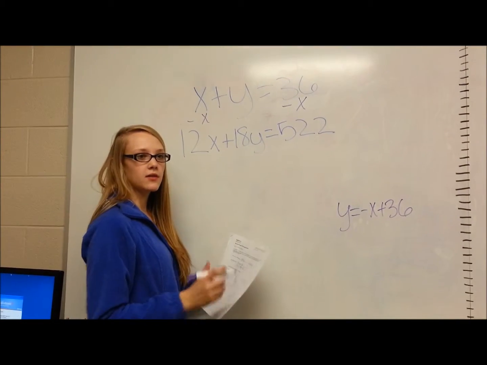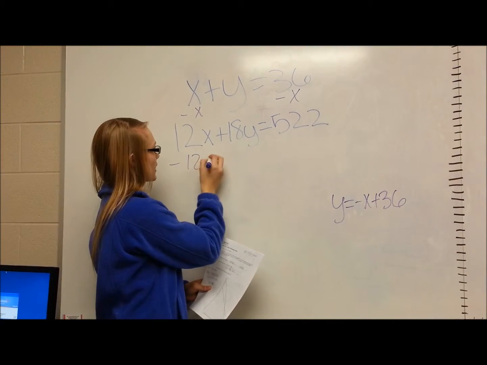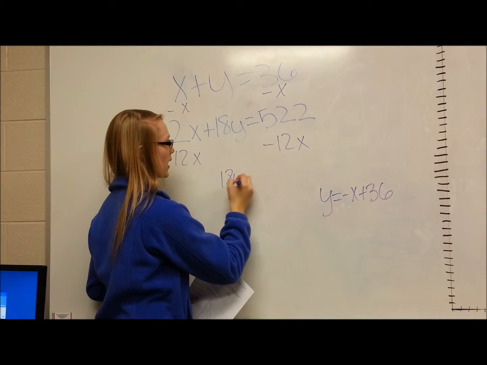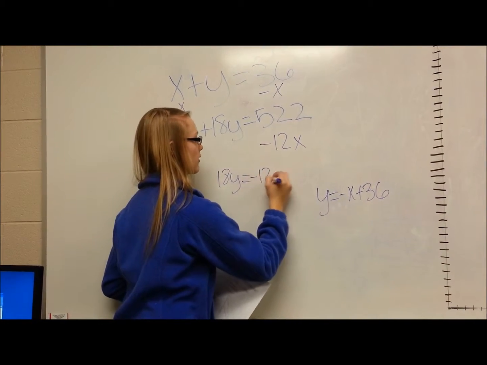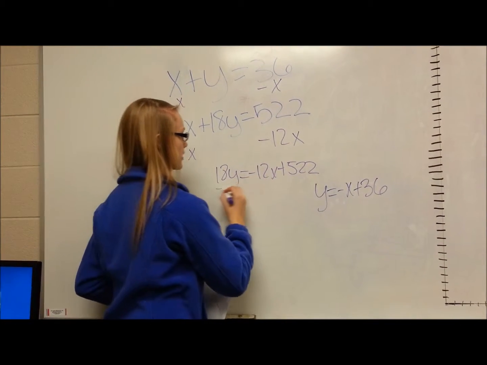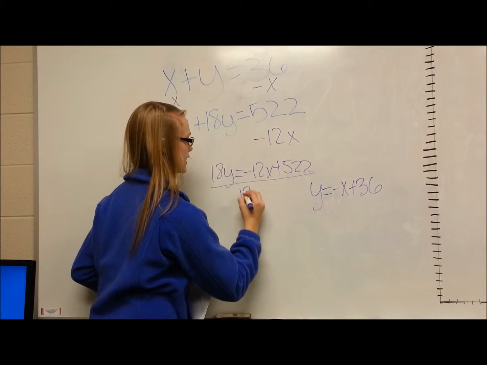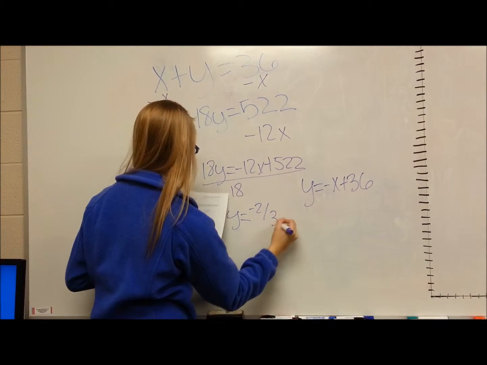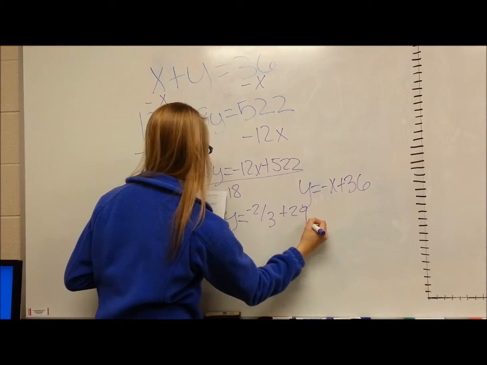And the same thing with the other side. You subtract 12x, and you subtract 12x. You get 18y equals negative 12x plus 522. Then you divide the whole thing by 18. You get y equals negative 2/3x plus 29.